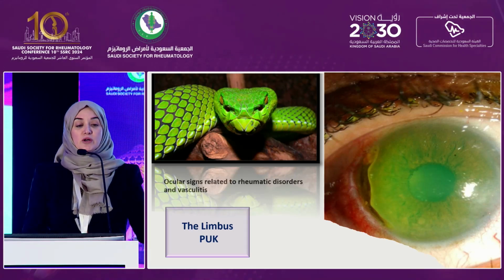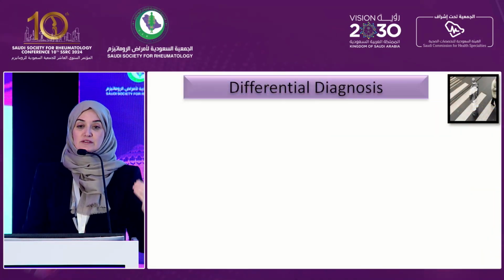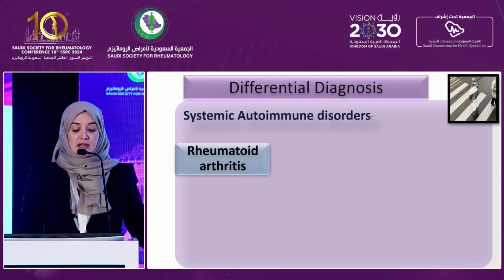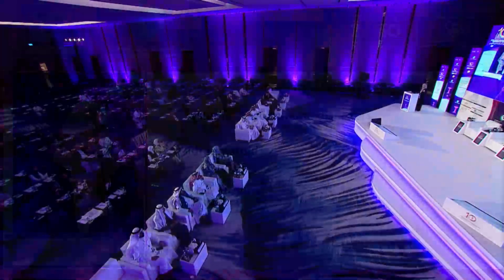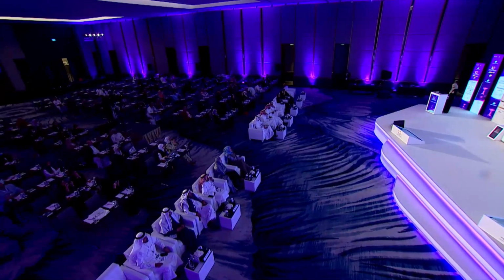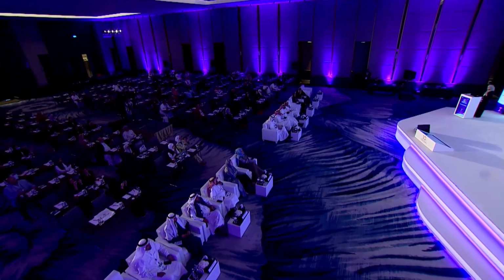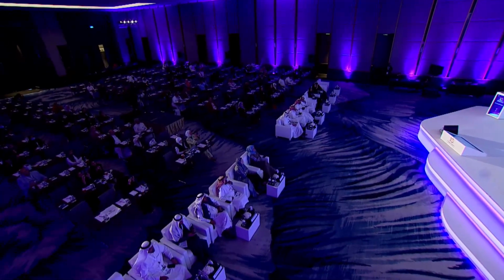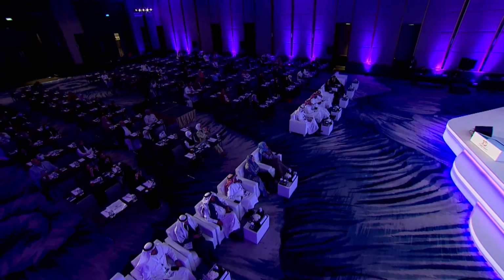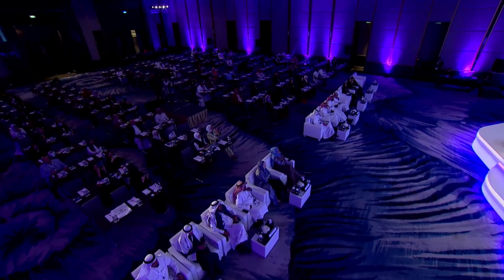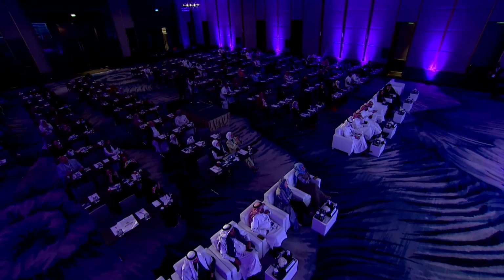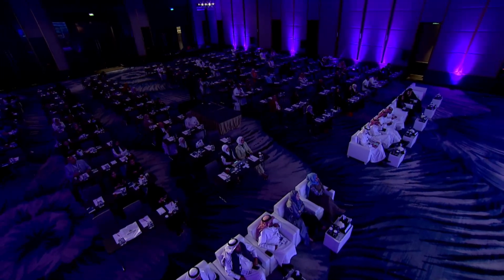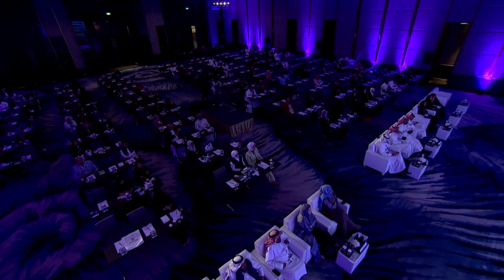So patients with polyarthritis, look at me here, look at the differential diagnosis, what we have. Almost everything can cause PUK: rheumatoid arthritis, polyarthritis nodosa, Wegener's granulomatosis, the collagen vascular disorders as a whole, SLE, relapsing polychondritis, systemic sclerosis, giant cell arteritis, inflammatory bowel disease, Sjogren's syndrome, and even leukemia. So the differential is wide because this immune site is very active.